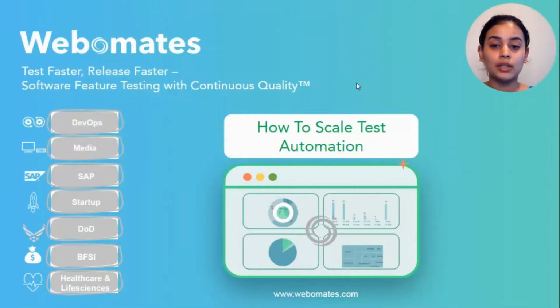Today we will be talking about how to scale test automation. So before jumping into the video, let's talk a little about what is test automation. Test automation is the key to continuous testing and a technique to automate predefined repetitive testing tasks using various test automation tools and testing scripts.